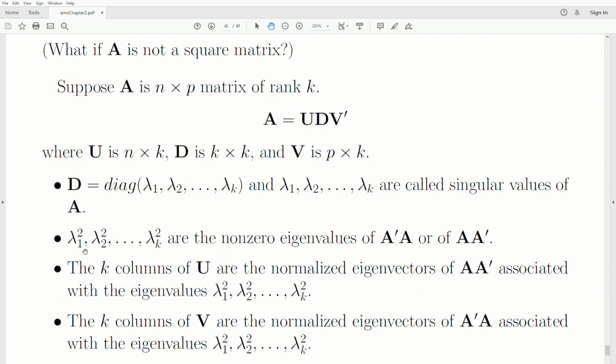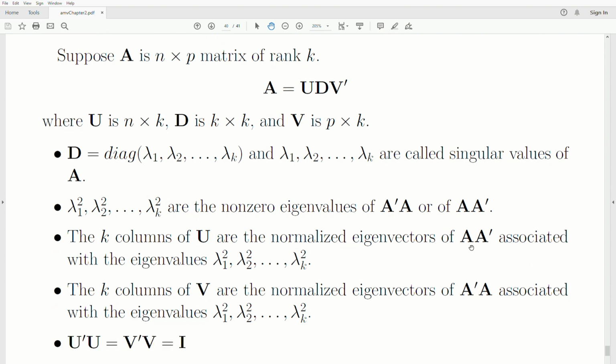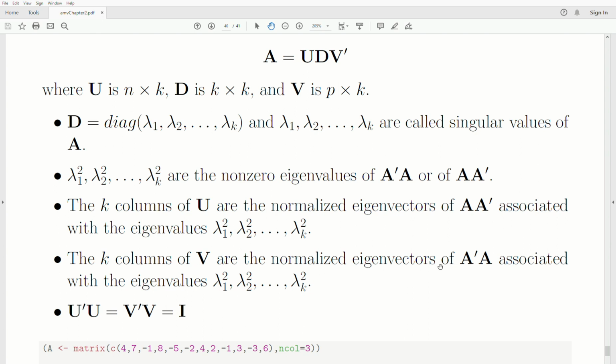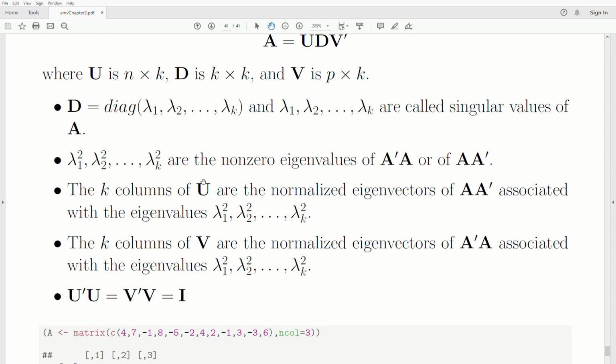Now if we were to call these lambda 1, lambda 2, lambda k, then we would have to put the square root of lambda 1, square root of lambda 2, all the way to square root of lambda k. But that's kind of clunky, so we just do it like this. Now U are the normalized eigenvectors of A A transpose associated with these k eigenvalues. And the columns of V are the normalized eigenvectors of A transpose A associated with eigenvalues lambda 1 squared through lambda k squared. Now, since these are normalized, then this product is 1, or the identity matrix.